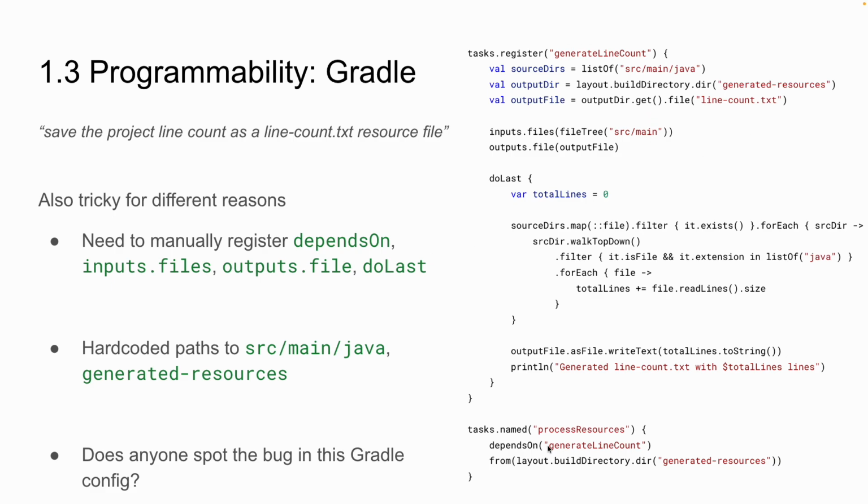So you register these process resources, depends on generate line count. Generate line count, we list the Java folders, we walk them, we walk top down, we register some inputs and outputs. We end up writing the output file to this value. So that's how it's meant to work, but why would it misbehave?